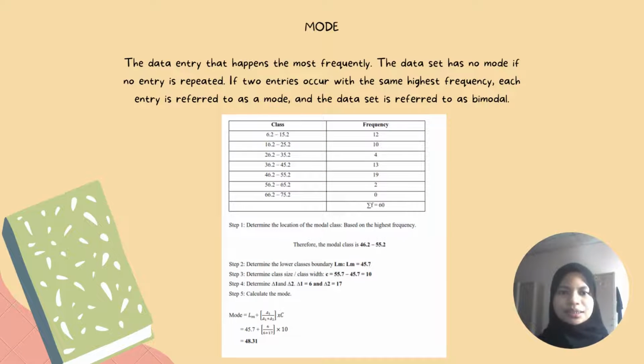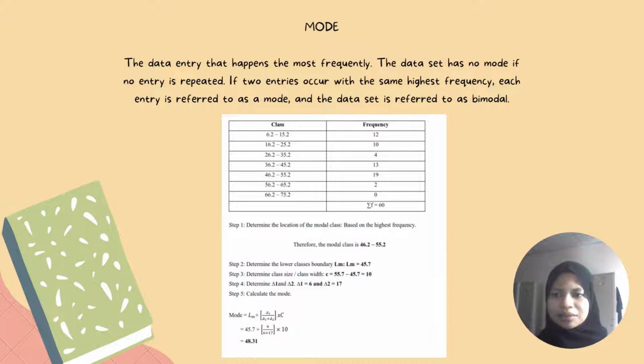Next is mode, the data entry that happens most frequently. The data set has no mode if no entry is repeated. If two entries occur with the same highest frequency, each entry is referred to as a mode and the data set is referred to as bimodal. There are 5 steps to calculate the mode. Step 1 is to determine the location of the modal class based on the highest frequency. Therefore, the modal class is 46.2 until 55.2. Step 2 is to determine the lower class boundary, which is 45.7.